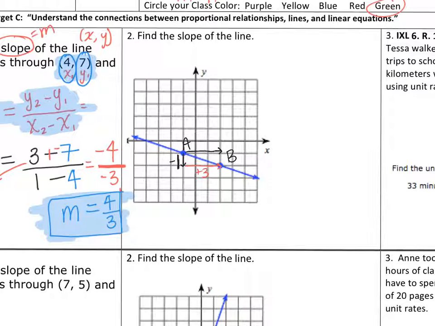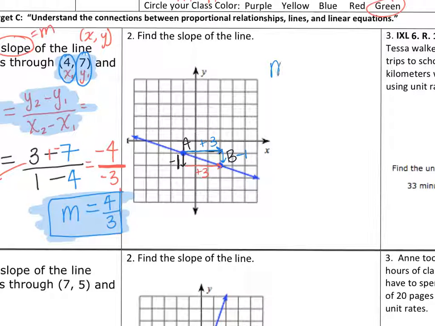Another way you can do this is you can do the inverse. You can go this way. So I went over positive 3, and then I went down 1. So it doesn't matter what direction you go, you're going to go over 3, down negative 1.